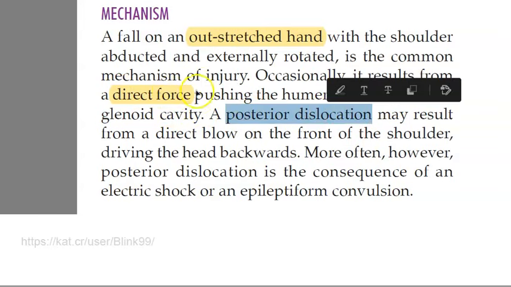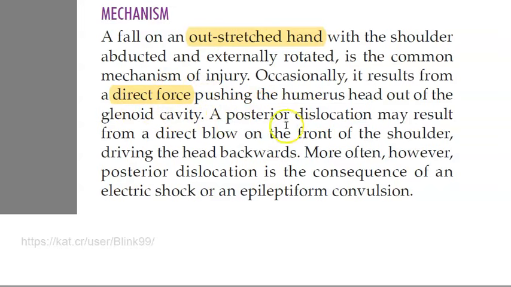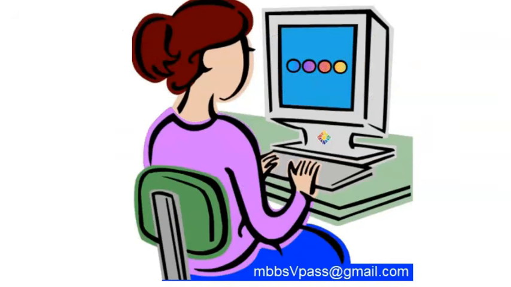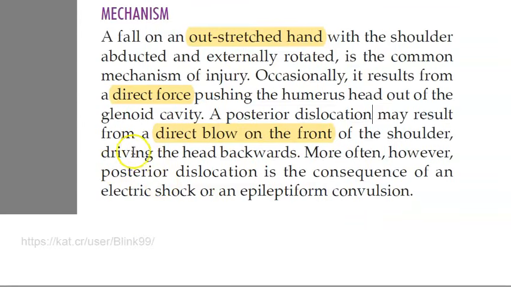So this will push the head out of the glenoid cavity. If it has to be a posterior dislocation, what will happen? You will have to punch it from the front. A direct blow from the front will push it backwards, so it becomes a posterior dislocation. But what did you understand so far? Anterior dislocation is very, very common compared to posterior dislocation, okay?